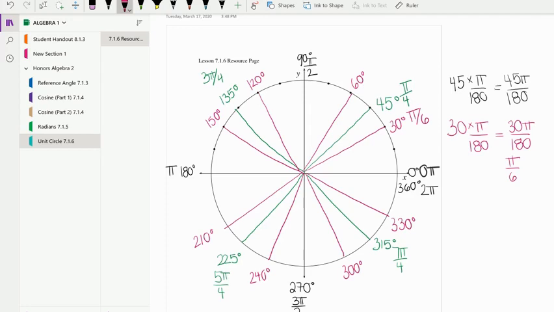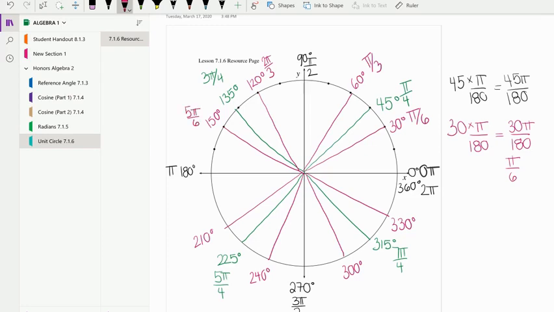So for example, 30 degrees is pi over 6, so then 60 would be 2 pi over 6, but we're going to reduce that to pi over 3. 90 would be 3 pi over 6, but that reduces to pi over 2. Next, 120 would be 4 pi over 6, but that reduces to 2 pi over 3. Next would be 5 pi over 6.